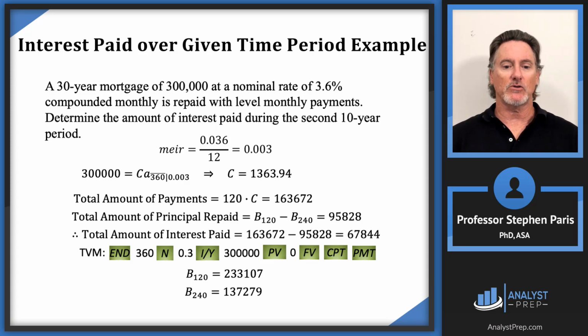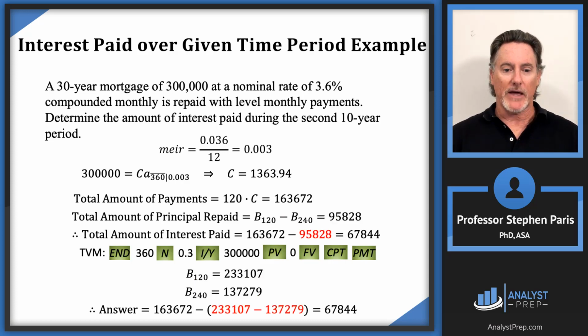Take the difference between those two values, and that'll give you the amount of principal that's going to be repaid over that time period. And then I want to subtract that amount of principal that's being repaid over that time period from the total amount that I paid over the period, which is, subtract the total amount of principal repaid, the $95,828, from the total amount that I paid, which was the $163,672, and that's where I get that final answer of $67,844.